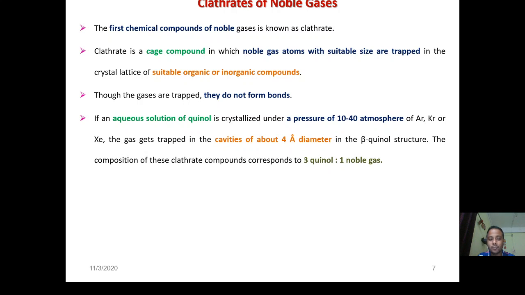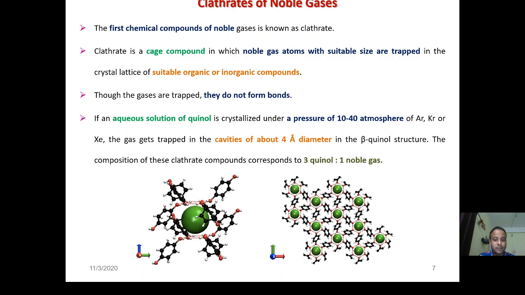These are common clathrate compound preparations. If an aqueous solution of quinol is crystallized under a pressure of 10 to 40 atmosphere, in presence of argon, krypton, and xenon, the gas gets easily trapped within the cavities, and the size of the cavity is about 4 Angstrom diameter. The composition of these clathrate compounds corresponds to 1 noble gas per 3 quinol, whereas for hydrates it is 6 water and 1 noble gas. This is basically the general representation of this clathrate compound. It may be asked during exam, so you have to have a fair bit of idea about this.